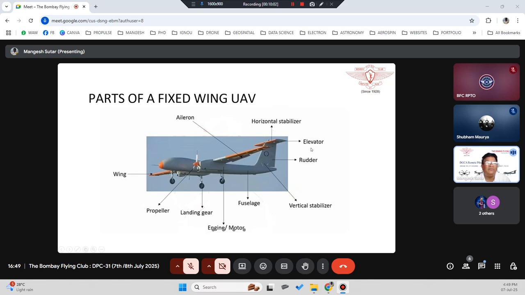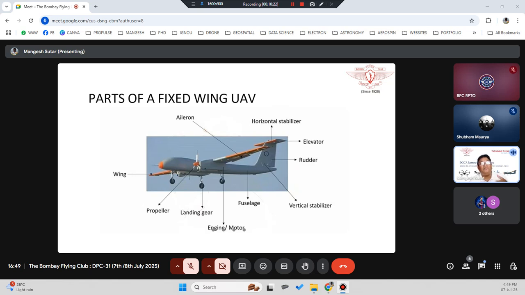Horizontal stabilizer, will have rudder. So this is similar to an aeroplane, but only smaller in size, where there is no pilot inside. It is remotely flown, whereas it completely functions as good as your aeroplane, or the people who fly aero modeling aeroplanes also. It is almost similar to that. The flying is almost similar to that.